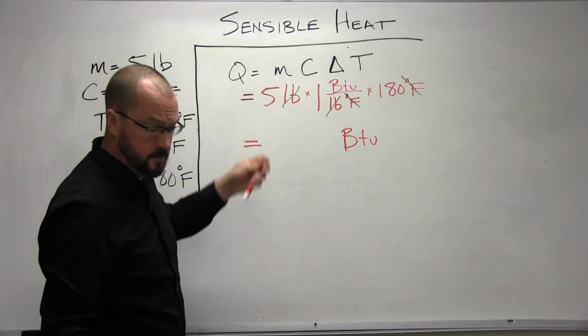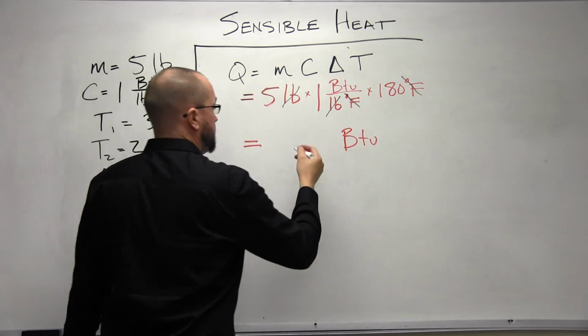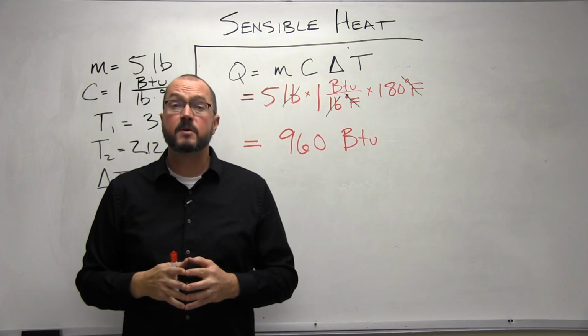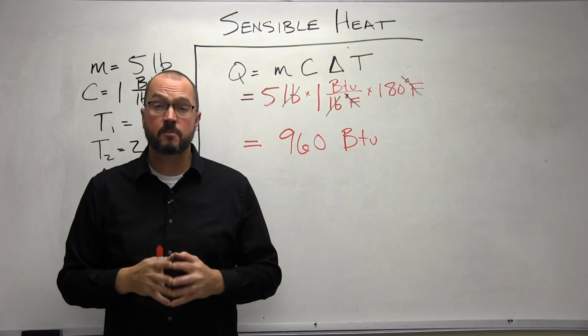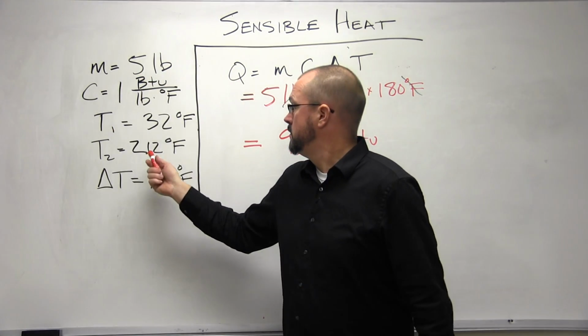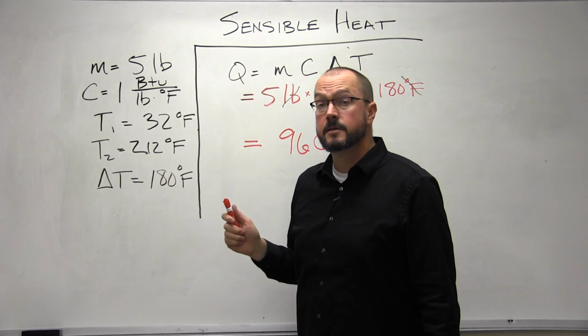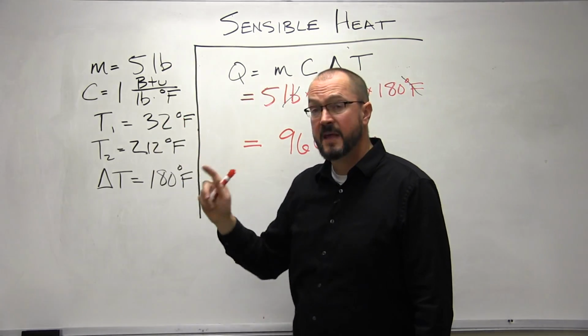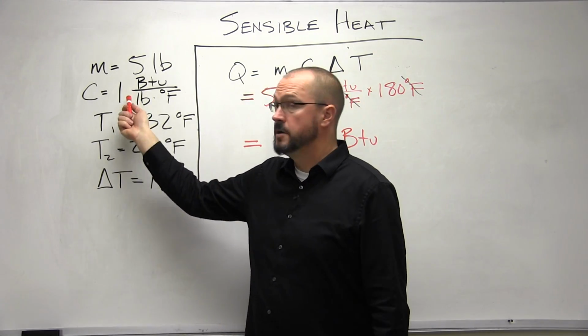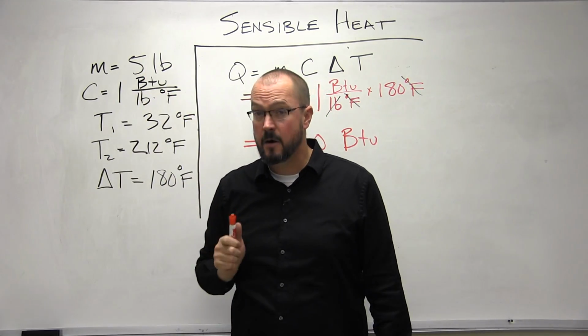So you just run it through your calculator. The number's the easy part. You end up with 960 BTUs. That's how much heat it takes to heat 5 pounds of water from 32 degrees Fahrenheit to 212 degrees Fahrenheit. You can do it for any temperature difference and any substance as long as you know its specific heat and how much of it you have.